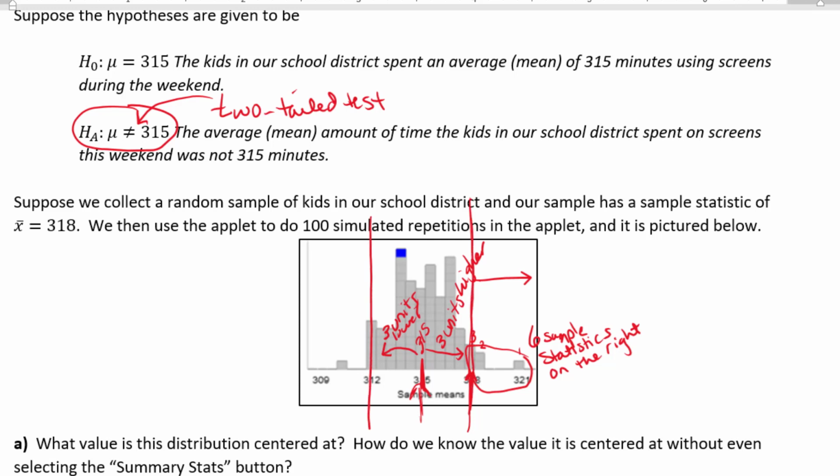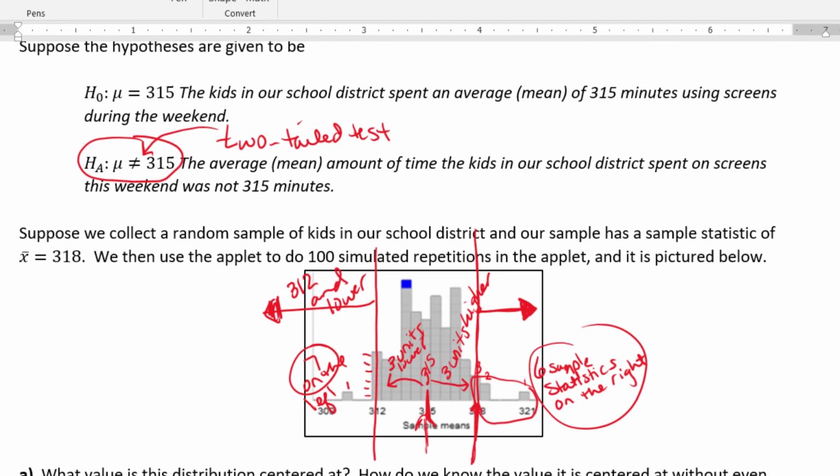And we're going to count sample statistics that are like 318 and higher, like we already did, but we're also going to count sample statistics that are like 312 and lower. So equal distance away from that center. And it looks like there is 1, 2, 3, 4, 5, 6, 7. 7 sample statistics down here. So 6 on the right side, 7 on the left side.